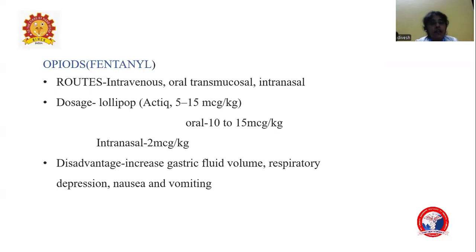Opioids, fentanyl. The routes which we give are intravenously, oral transmucosal and intranasally. Fentanyl is available in lollipop form. The intravenous dose is 5 to 15 microgram per kg. The oral dose is 10 to 15 microgram per kg. Intranasally it is 2 microgram per kg. The disadvantages are that it increases the gastric fluid volume, causes respiratory depression in the patient, and also causes nausea and vomiting in the babies, children.